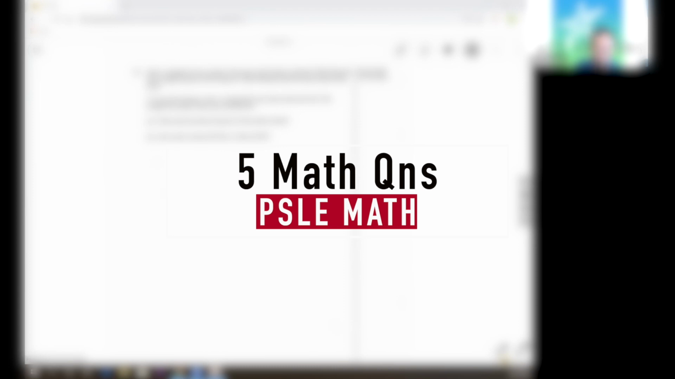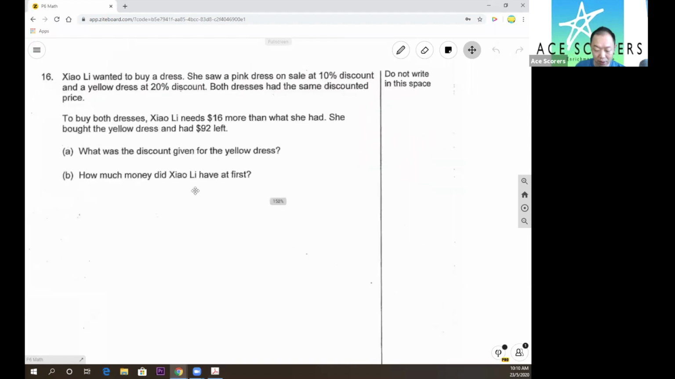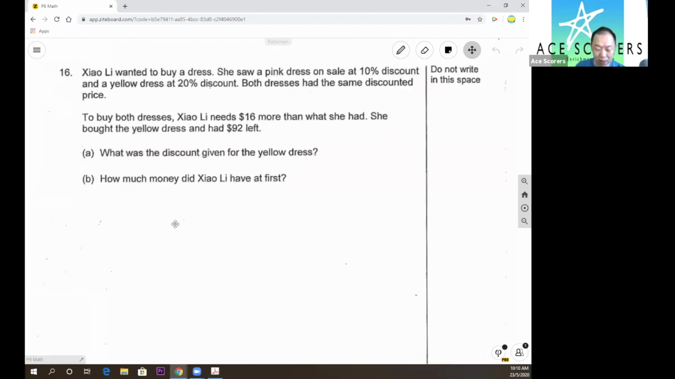Now, Xiaoli wanted to buy a dress. She saw a pink dress on sale at 10% and a yellow dress at 20%. Both dresses had the same discounted price. That means after discount, they have the same price. Let me increase the size. So to buy both dresses, Xiaoli needs 16 more than what she had. She bought the yellow dress and had $92 left.